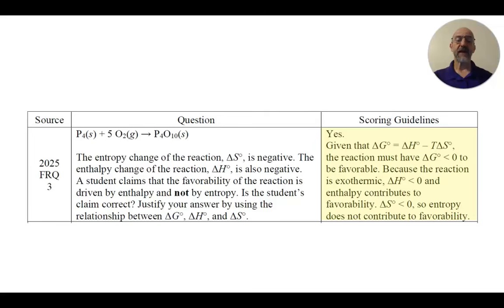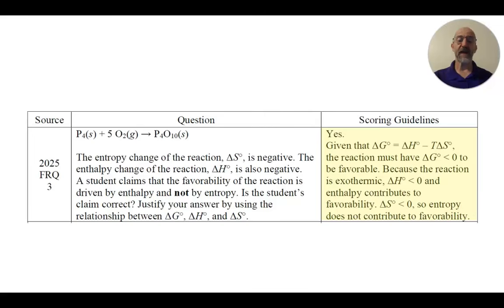Yes. Given that the equation is delta G equals delta H minus T delta S, the reaction must have a delta G that is negative to be favorable. That's an important point. You shouldn't take for granted that the delta G is negative and assume that everyone knows that. You should state that explicitly: after writing the equation for delta G equals delta H minus T delta S, you should say explicitly that delta G should be negative in order to be a favorable reaction.